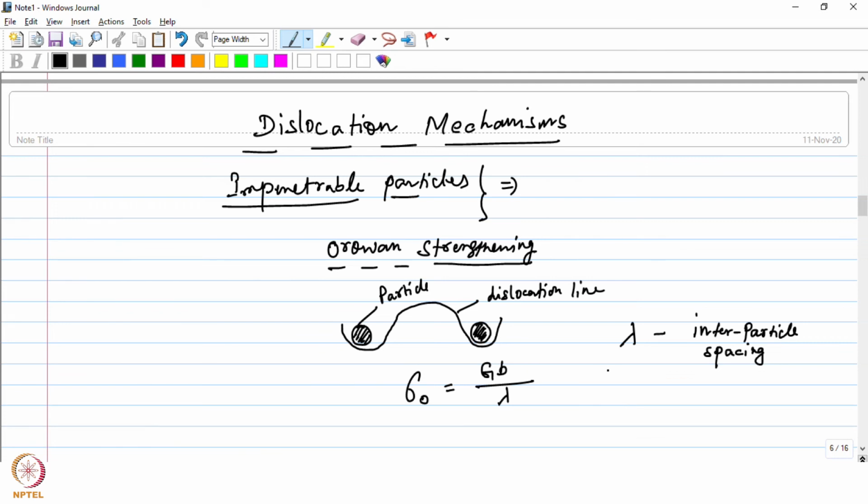When the particle size is finer, the distance between them will decrease, and as a result, a composite which is reinforced with finer particles will give rise to higher strength compared to a composite which is reinforced by coarser particles. So this is one of the dislocation mechanisms which can operate in a metal matrix composite, but there could be others also. So let us see the other dislocation mechanisms also.